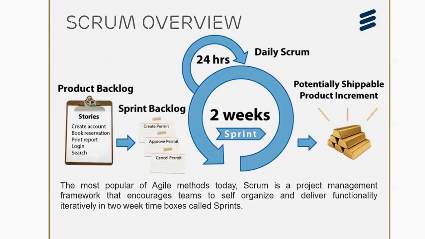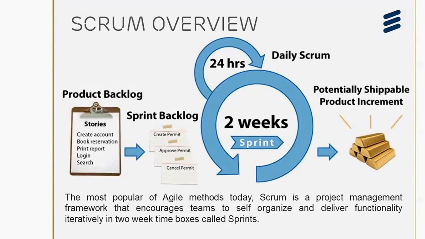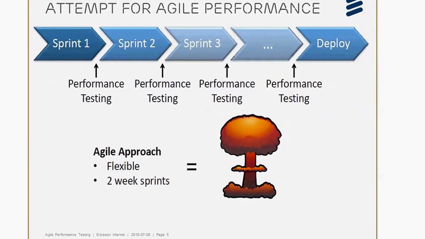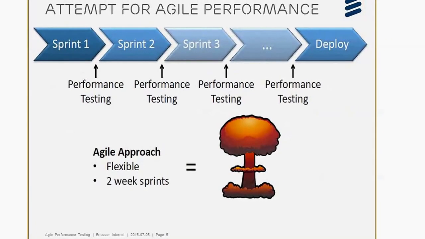So what needs to be done is, if we go next, if we see how we give an attempt at Agile performance testing, we have different sprints. So we have sprint 1, sprint 2, sprint 3, and so on till sprint n. And we do the performance testing for each and every sprint based on some criteria, some methods, like how it needs to be done. Obviously, that we will surely discuss in the coming slides.